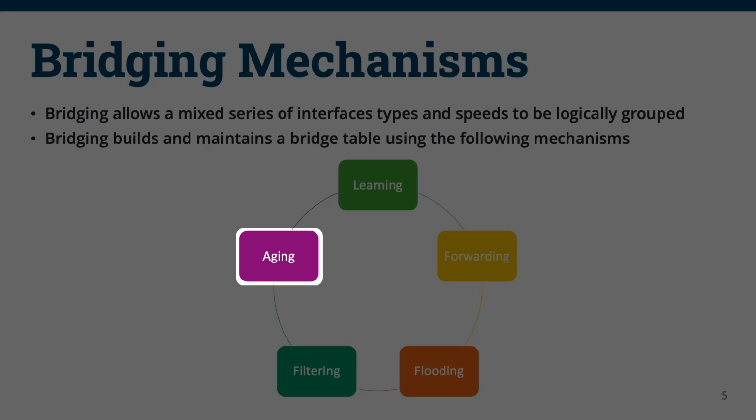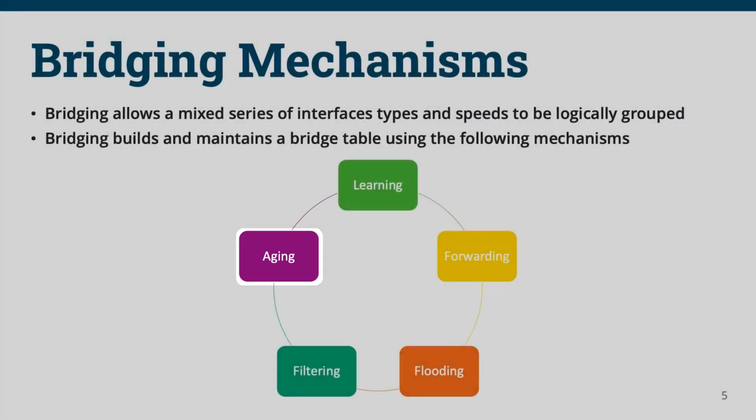When a source MAC address is not seen on an ingress frame for a period of time, the bridging table entry is removed, as the switch assumes it no longer knows for certain where that destination MAC address is located. We'll be reviewing each of these mechanisms in more detail in the following lessons.